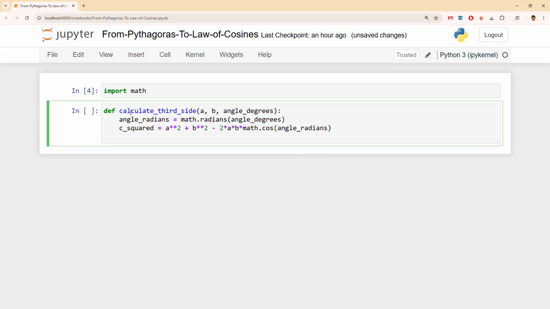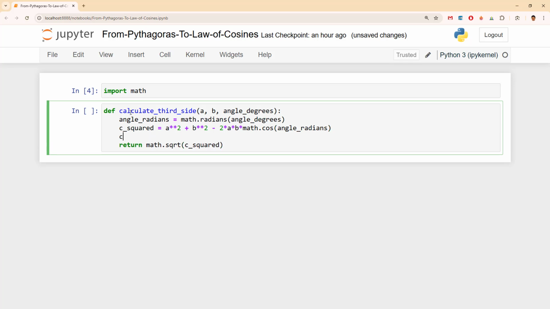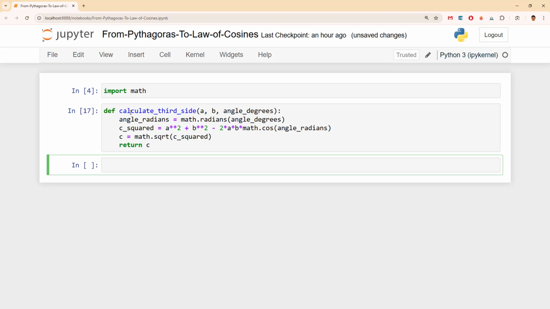Yeah, and this is c squared, and we're looking for c, so it should be return math.sqrt of c squared, and we can even make it a bit better. We can return it like c, saying it looks like this, and here. Okay, so far so good.